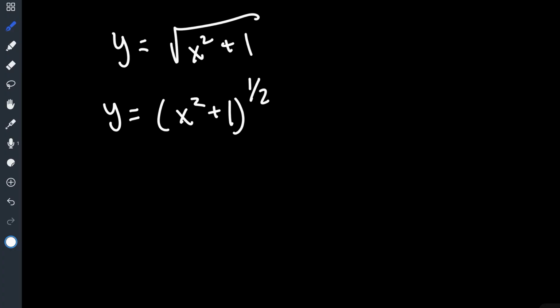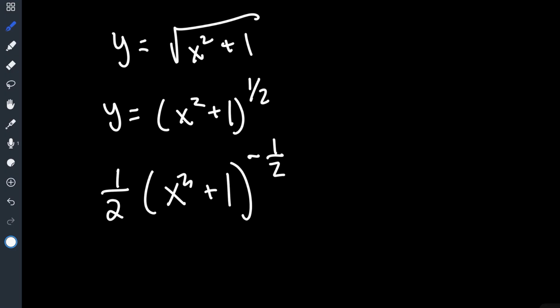Now, what I can do is differentiate the outside, which means I bring down the 1/2, keep the x squared plus 1 the same, and then 1/2 minus 1 is just negative 1/2. And now I take the derivative of the inside function, which is 2x. And this is the derivative of our function now.